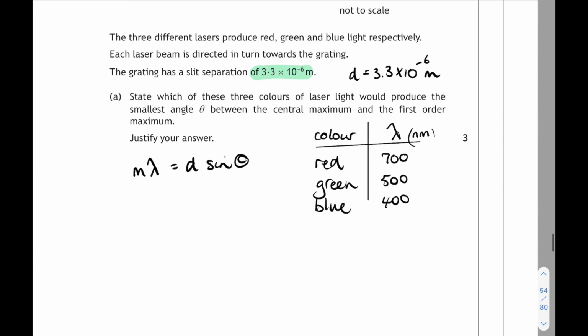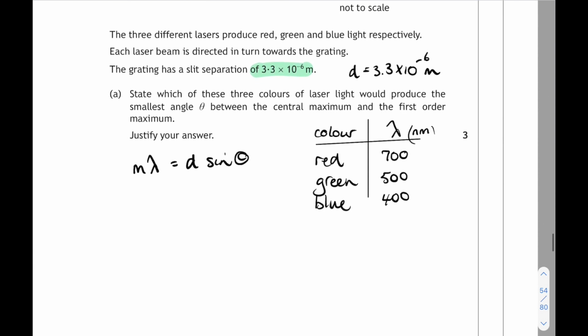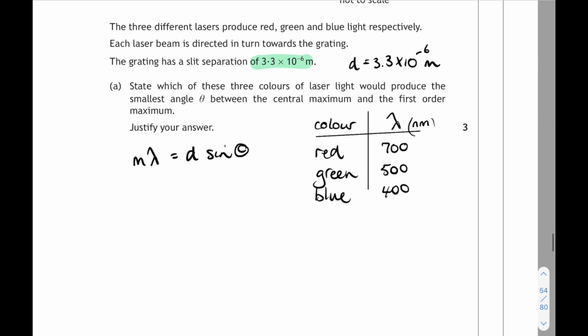Now the way that I remember that is that blues get 4 letters, 400, greens get 5 letters, 500, and red's the same as scarlet. Scarlet's get 7 letters. You could of course also look up the data sheet to get an idea of the wavelengths of specific colours from their spectral lines.